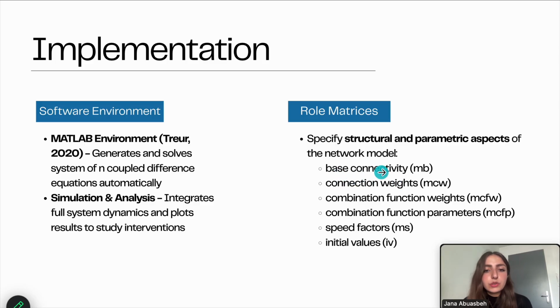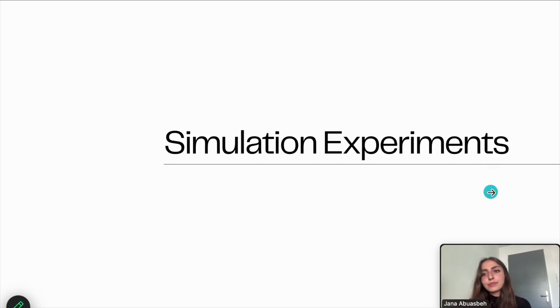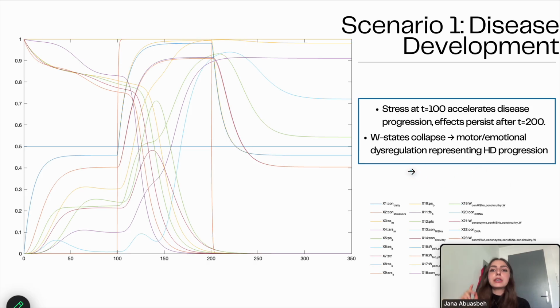Which states are connected to which is given in the base connectivity matrix. And then we have the connection weights, the weights of the combination functions, and of course the parameters, and the speed factors and initial values for every state. Once these are specified, the environment integrates the system dynamics, and we can simulate these processes for analysis. Now let me show you how the model performs through two key simulation experiments.